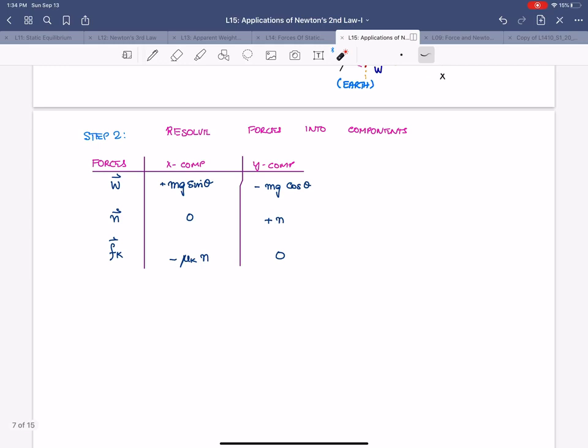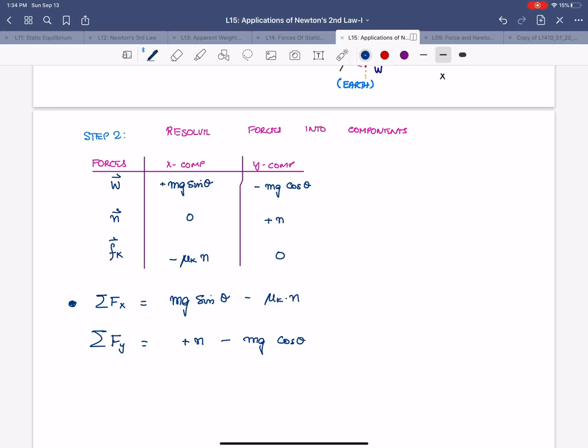Okay, so once we've got that, the next step, of course, is to write down the net force in the x direction, which is, of course, just mg sine theta minus mu sub k times the normal force, and the net force in the y direction, which is plus n minus mg cosine theta.